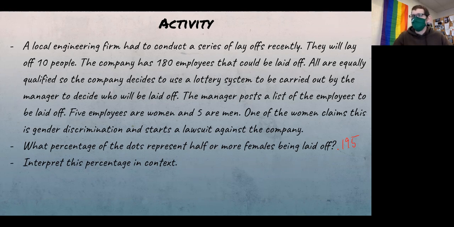We could also say something to the effect like, the probability of half or more of the people laid off being female due to random chance alone is 19.5%. Does that make sense what I just said? Okay.